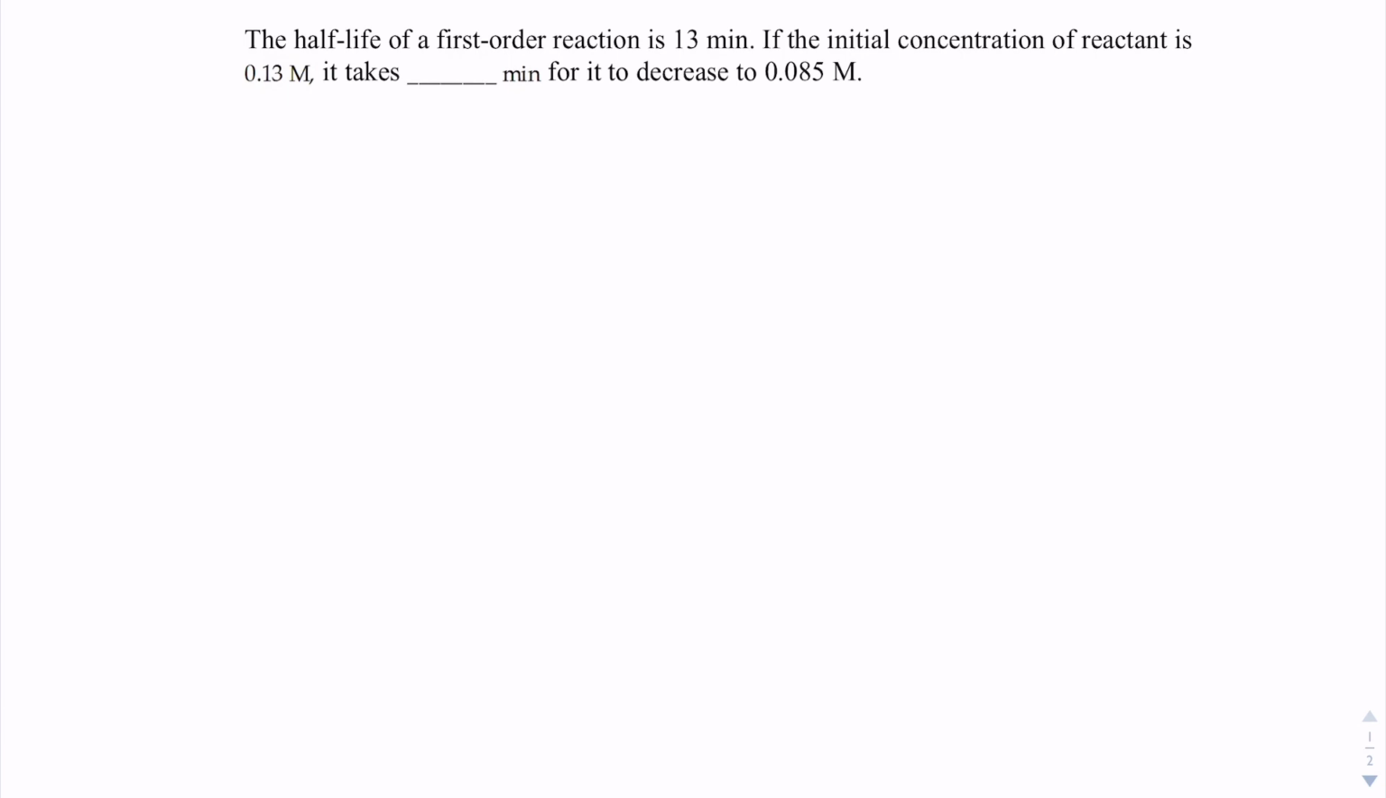Okay, so let's read this question. The first sentence tells us the half-life of a first order reaction is 30 minutes. So given information: the half-life for this first order reaction is 30 minutes. Okay, so that's first order.